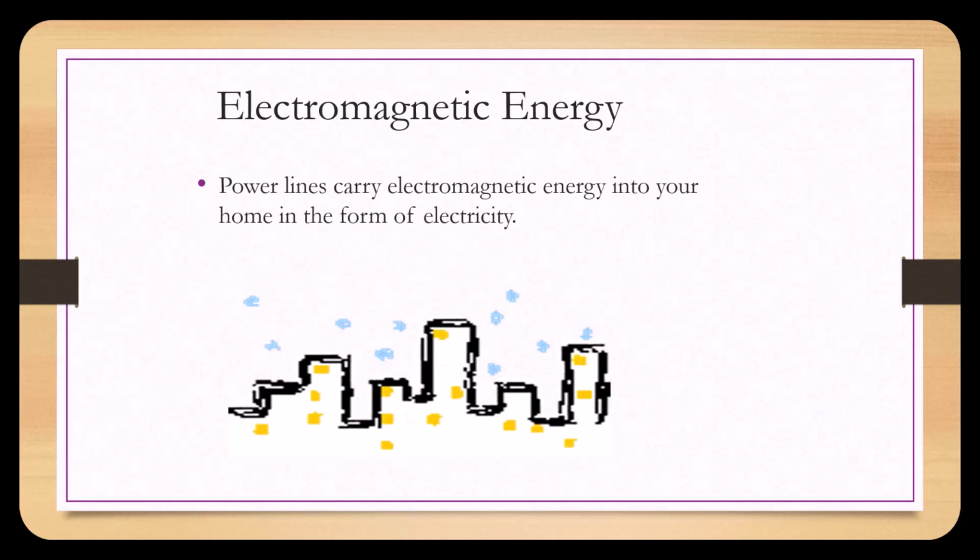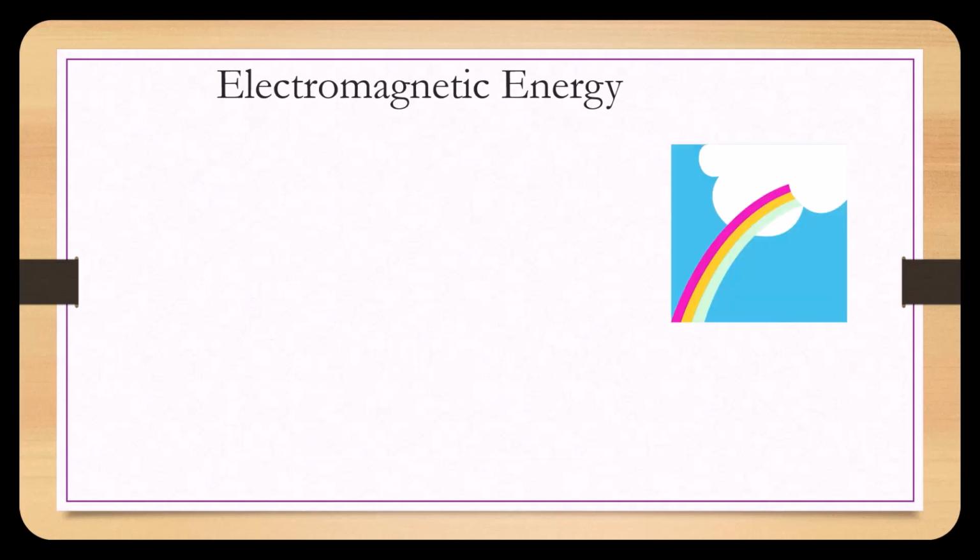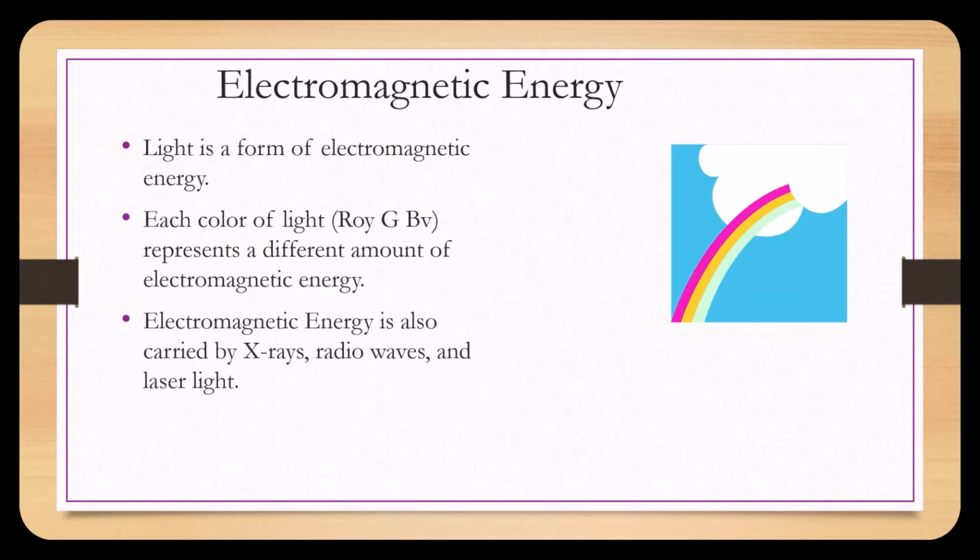Power lines carry electromagnetic energy into your home in the form of electricity. Light is a form of electromagnetic energy. Each color of light represents a different amount of electromagnetic energy. Electromagnetic energy is also carried in X-rays, radio waves, and laser light.